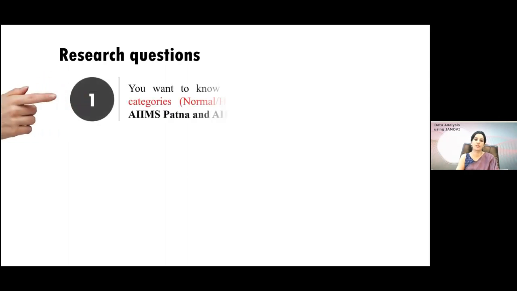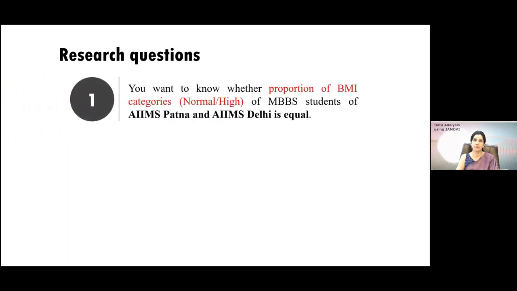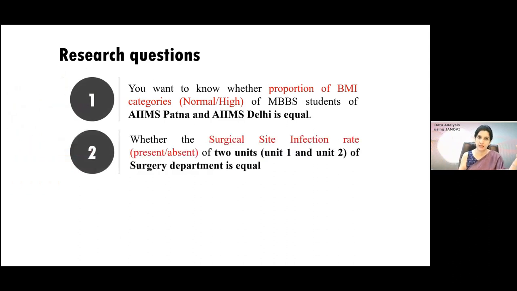So the research question could be, if you want to know whether the proportion of BMI categories, and you have defined the BMI categories as two categories, you are not having three categories here, you are only having normal or high, of MBBS students of AIIMS Patna and AIIMS Delhi. So the study design is important here. We will emphasize this. You are having two independent populations. You are taking students of AIIMS Patna and you are taking students of AIIMS Delhi. And another research question could be the surgical site infection rate of two units, maybe in the same hospital, unit 1 and unit 2.